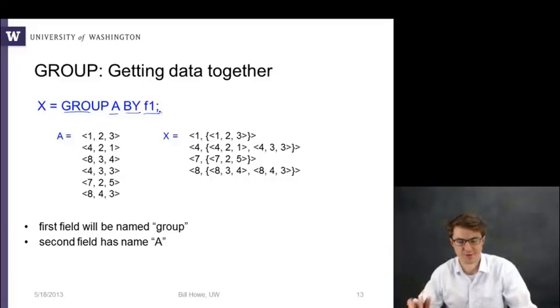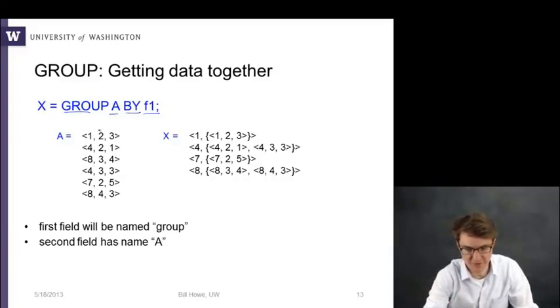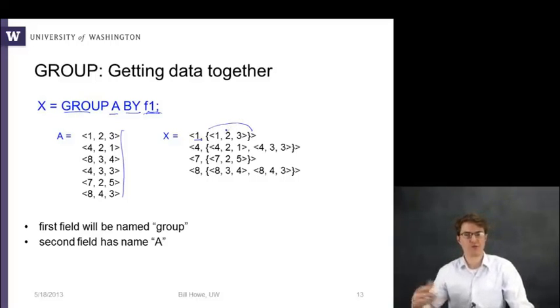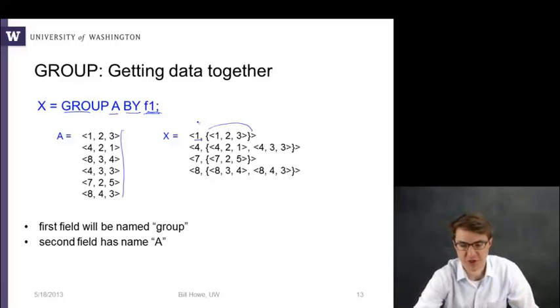Okay. So if this is A and we group by F1, well, what we get out is tuples, but now the first column is the same because we grouped by F1, and the second column, the second field, I should say, is now a bag, a little group representation of all the tuples that were associated with this particular key.